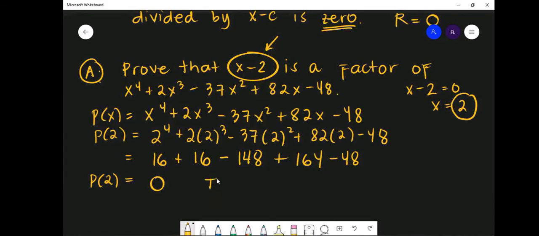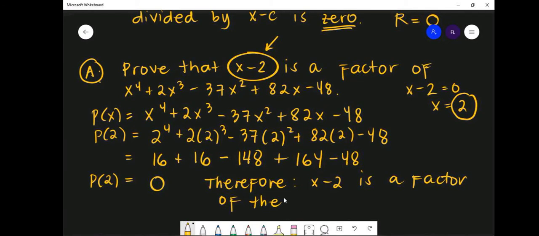So sulat na lang natin, therefore, x minus 2 is a factor of the polynomial. P of x is equal to, and then just copy this polynomial. Pwede naman yan. Okay, so that is how factor theorem works. Pag sinubstitute lang natin si value ni c sa ating divisor at nag-equate siya sa 0, so that means it is a factor. Paano naman kapag hindi naging 0? So that means it is not a factor.